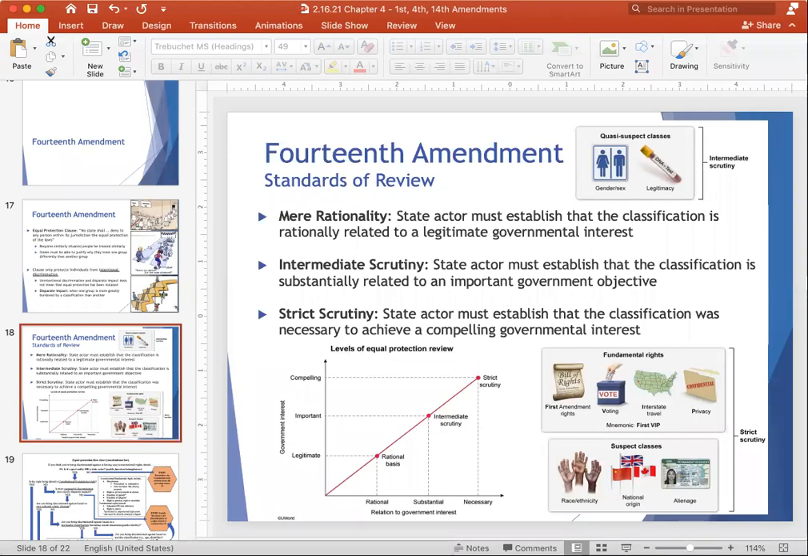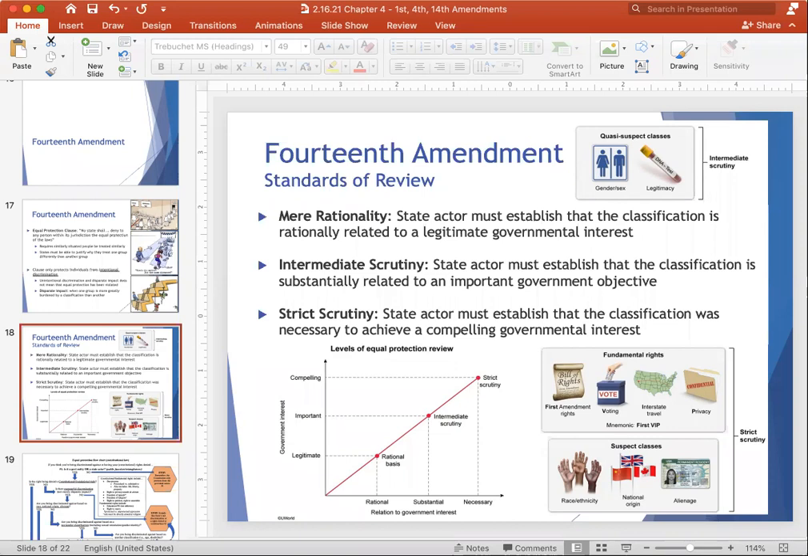In a lawsuit that applies mere rationality, the state actor, so this is the defendant, must prove that the classification, so treating this one people group different from another people group, is rationally related to a legitimate governmental interest. Okay, so we're always going to look at what governmental interest is served by treating similarly situated people differently. So in mere rationality, you just have to prove that that discrimination is rationally related to a legitimate governmental interest. In intermediate scrutiny, you have to prove that that discrimination is substantially related to an important government objective. And then in strict scrutiny, you have to prove that that discrimination is necessary to achieve a compelling governmental interest.